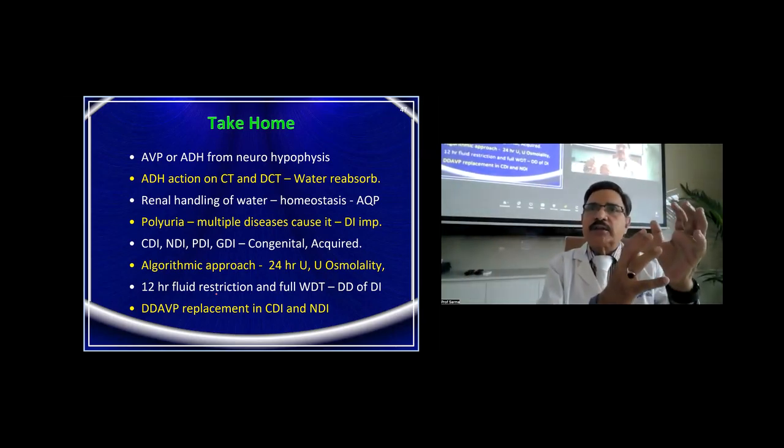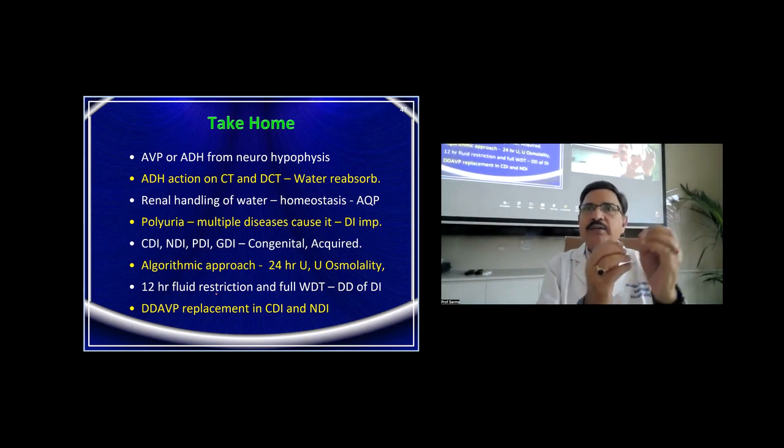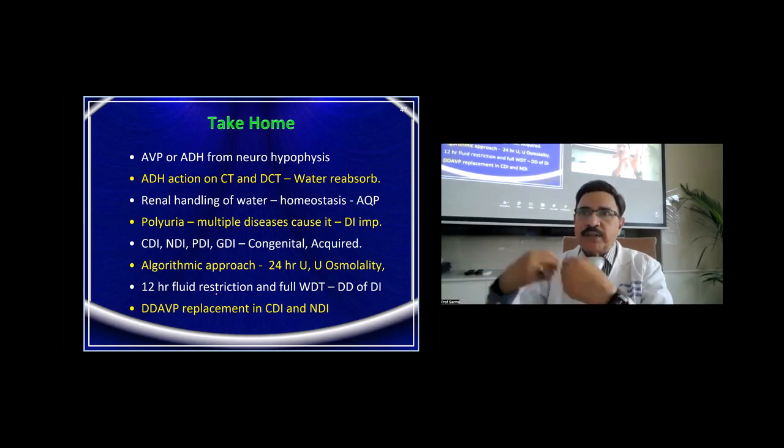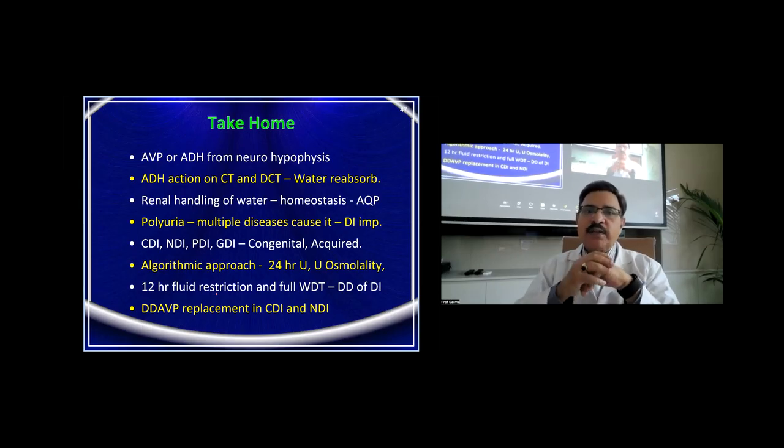Usually pituitary causes are secondary and genetic causes are only 10%, whereas kidney causes are basically genetic and only 10% are secondary. So polyuria will have multiple causes. Renal handling of water homeostasis is maintained by aquaporin channels.